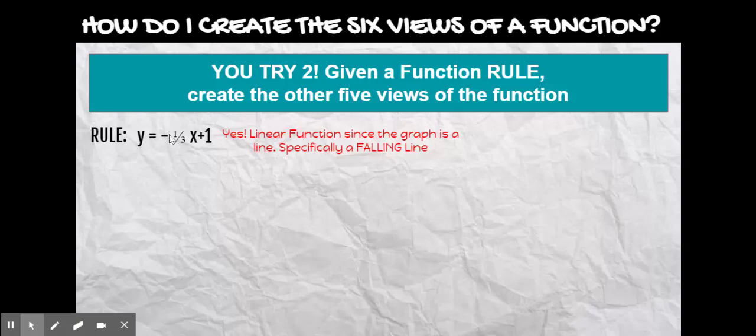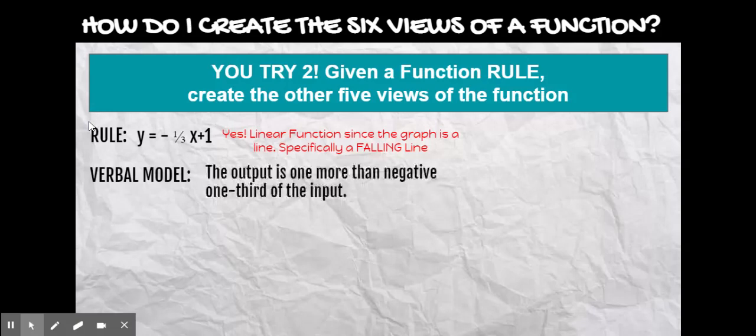Do you see this negative out front? It has to do with a falling line. So little symbols that you pick up on will be explained later, but you might see some patterns in things that you do and discover. How about our verbal model? What would you say in this case? I said the output is 1 more than negative 1/3 of the input.